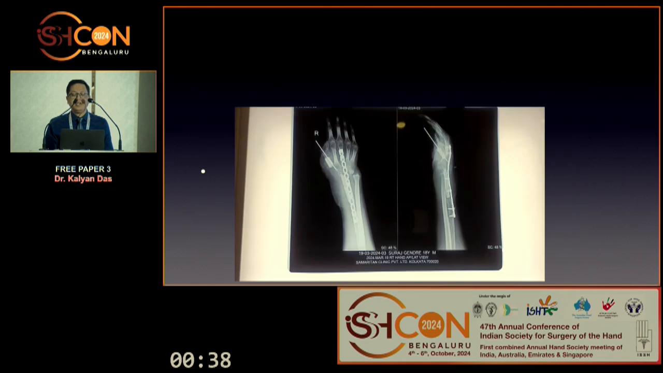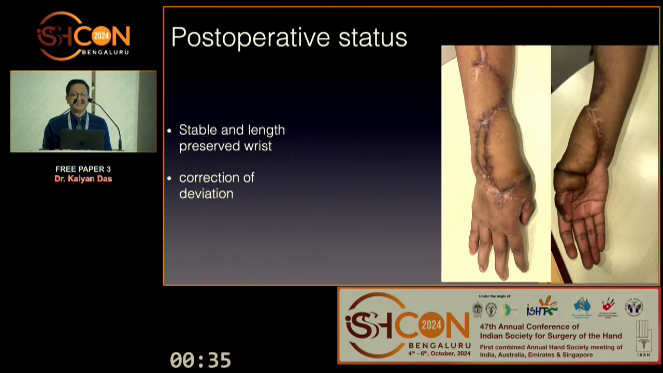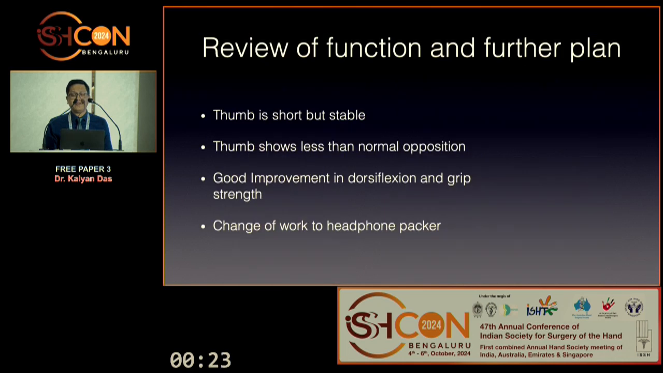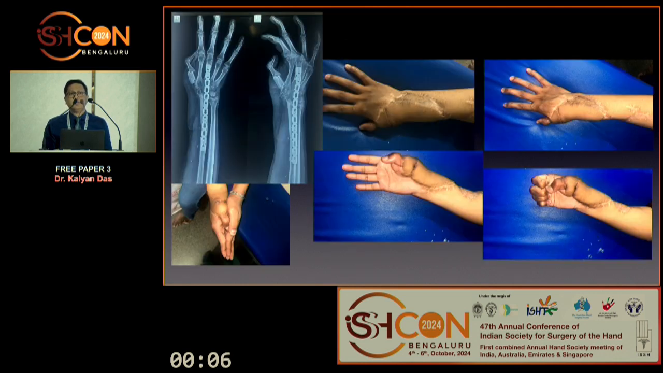Then this is the early result after the flap reconstruction, and this is the result after 3 months of the free fibula. We can see that there is fairly good thumb to index finger pinch. We reviewed our results. The thumb is short but stable. It shows less than normal opposition, no key pinch, and the patient changed his profession to a headphone maker.